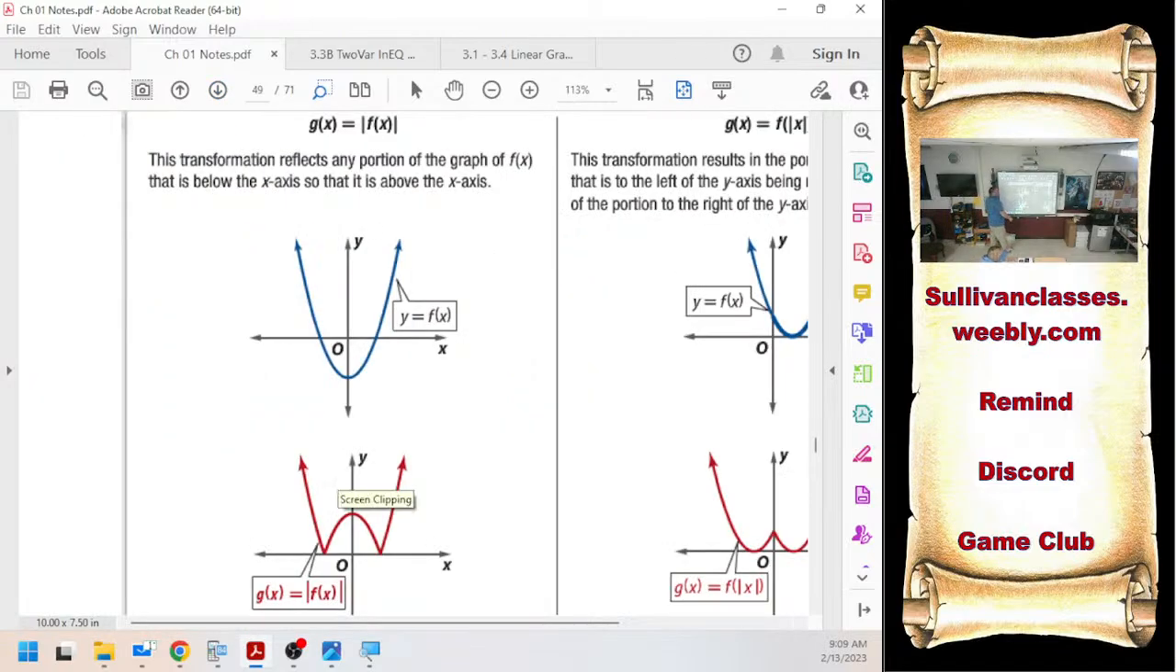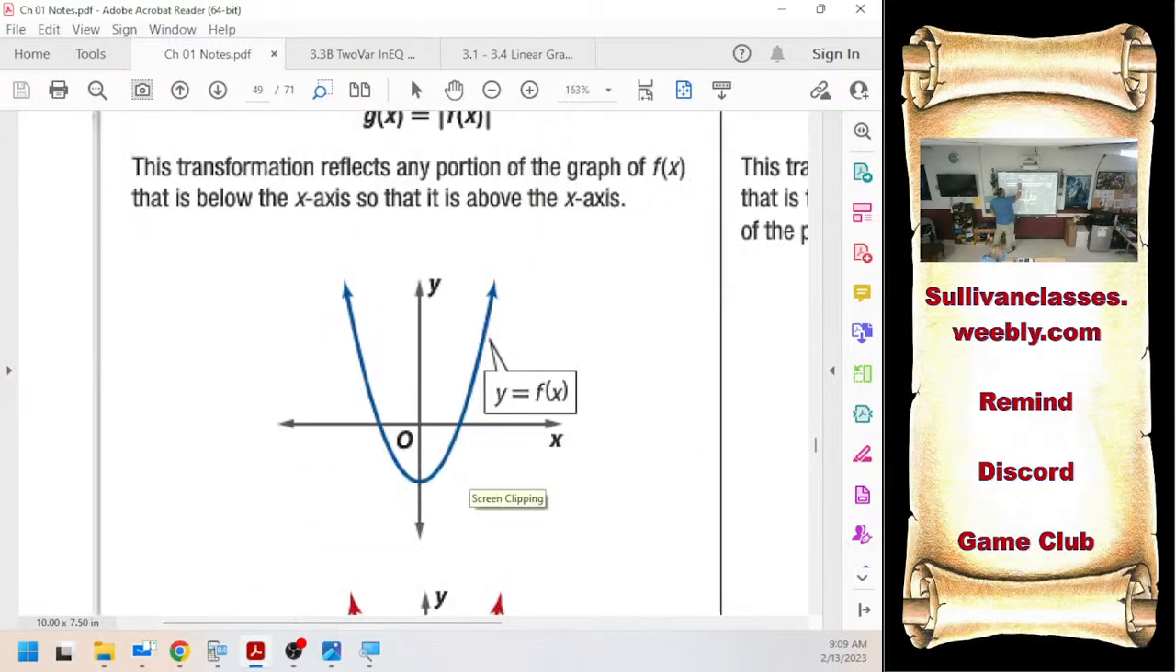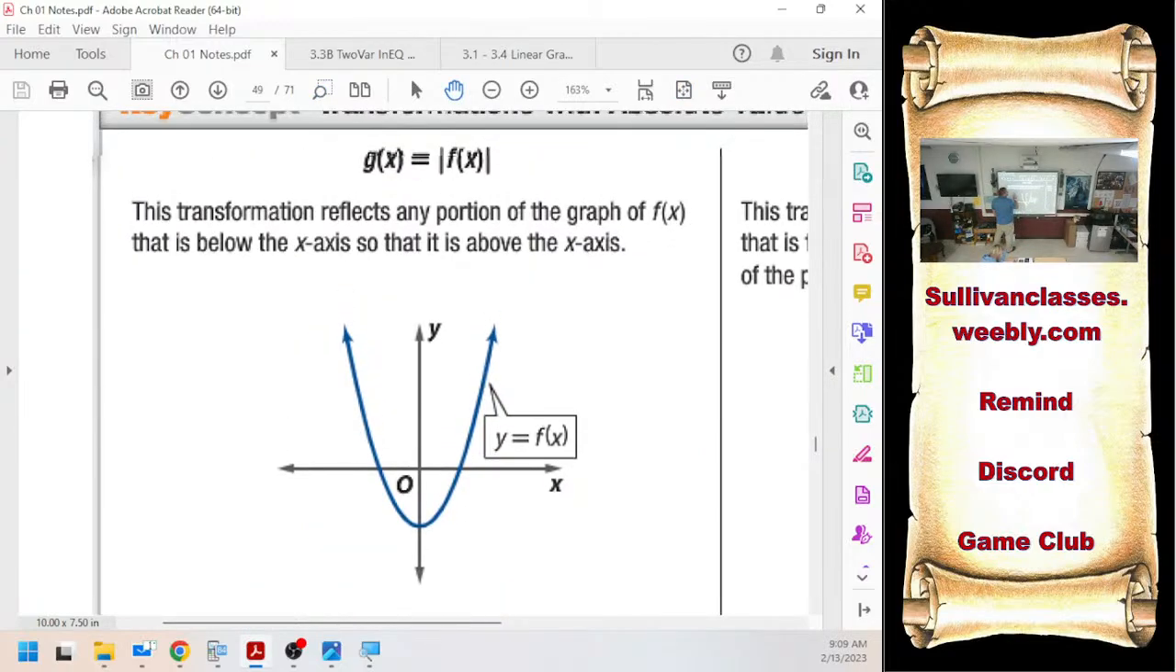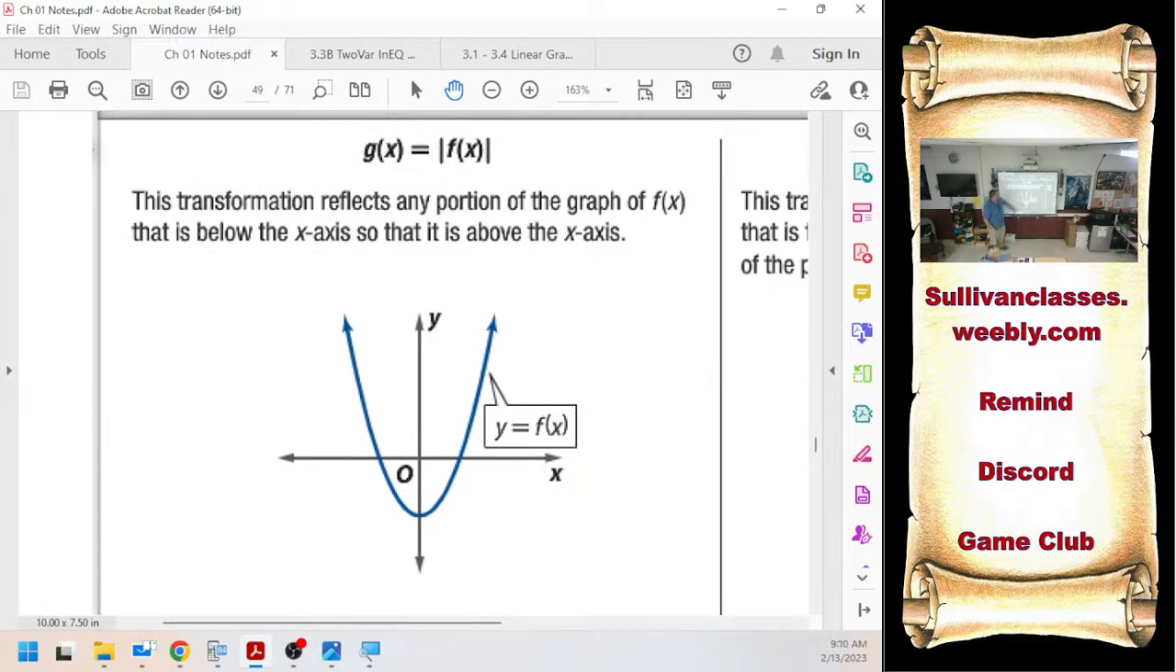Okay. First one. If I absolute value a function, see how the absolute value brackets are around the entire thing? What do I get from the entire function? X or Y? Input or output? Output, the entire thing, right? So this says I absolute value my outputs, my Y's.